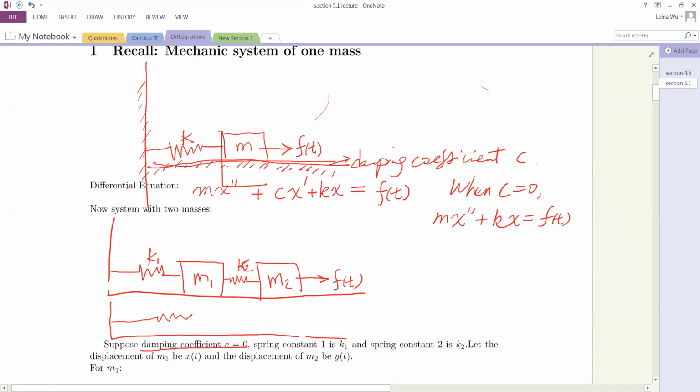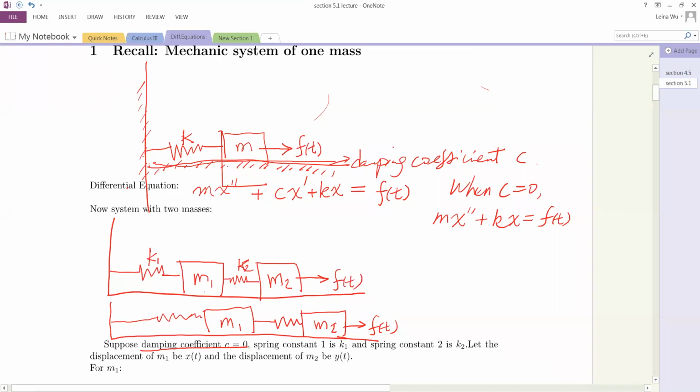So the first spring will be stretched, so m1 would be moved to here. And then the second spring will be stretched as well, so m2 will be moved to here. You still have f of t after time t, right? You guys okay?